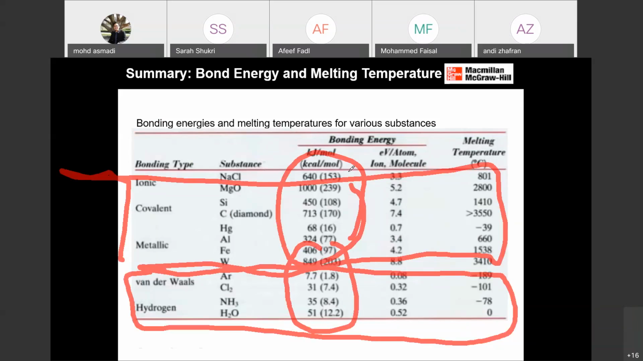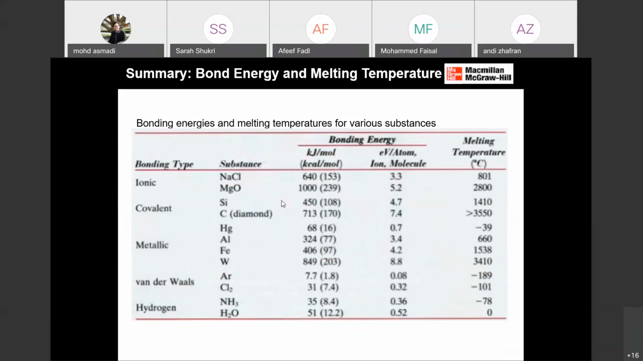It forms between the molecules, for example during liquefaction. It's not really a primary bonding like the ionic or covalent. There is no sharing or transfer of electrons between the atoms. That's why the bond energy is very low compared with the primary.